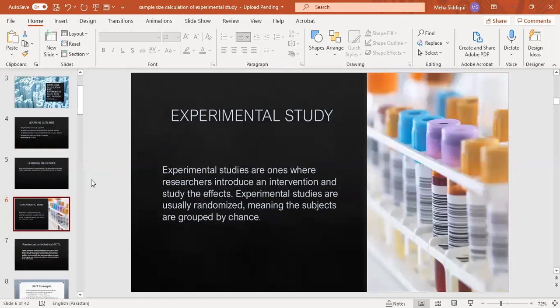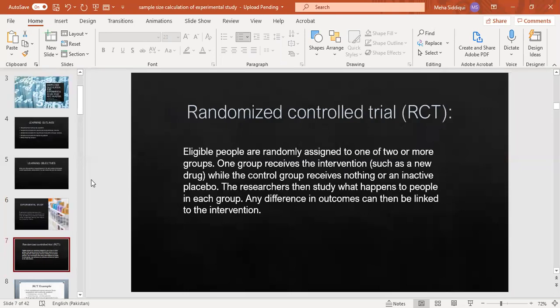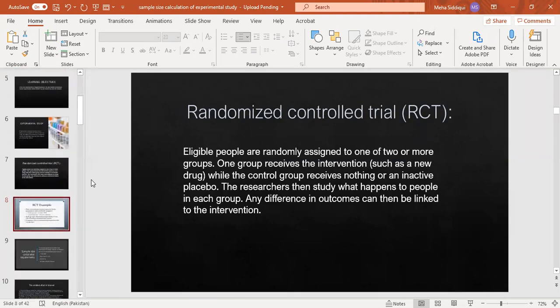Now, what is an experimental study? Experimental studies are ones where researchers introduce an intervention and study the effects. Experimental studies are usually randomized, meaning the subjects are grouped by chance. Randomized controlled trial: eligible people are randomly assigned to one of two or more groups. One group receives the intervention, such as a new drug, while the control group receives nothing or an inactive placebo. The researchers then study what happens to people in each group. Any difference in outcomes can then be linked to the intervention.